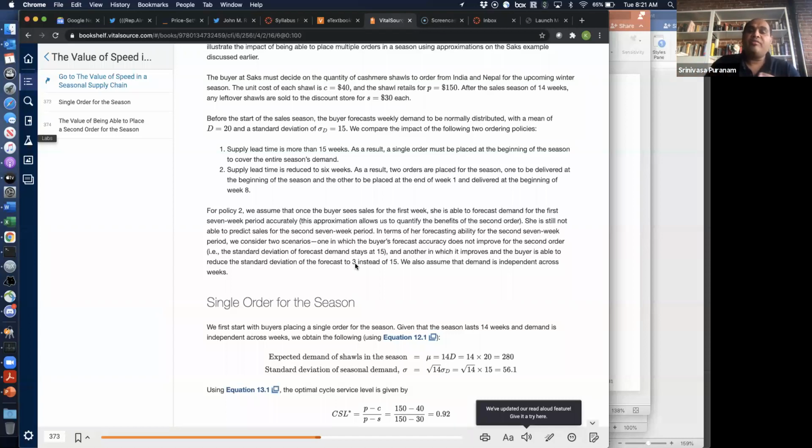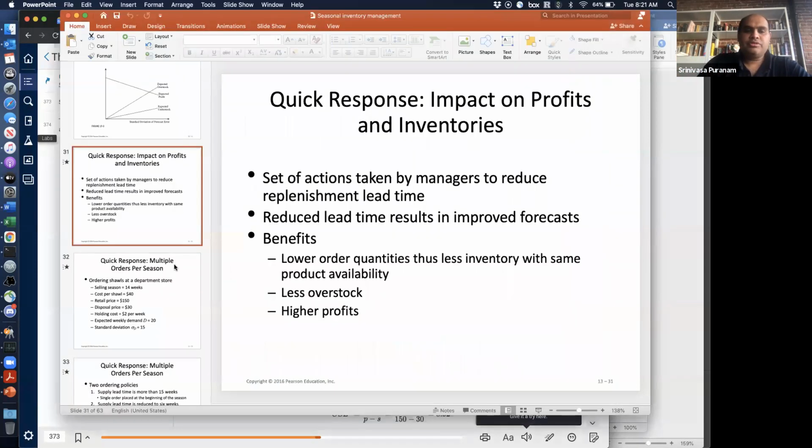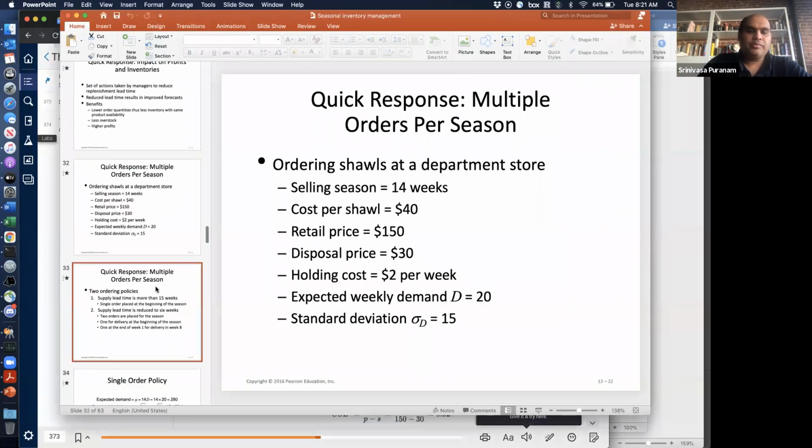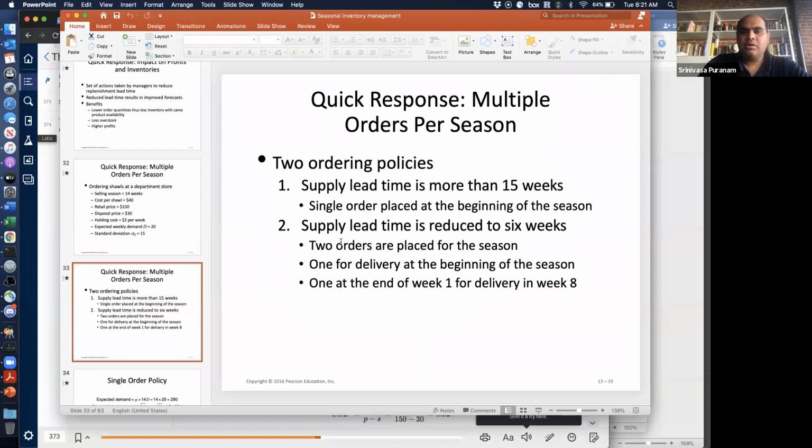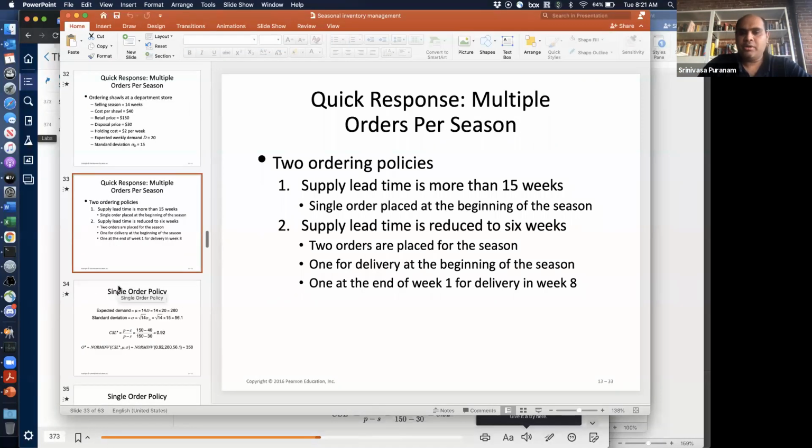So the average demand stays the same. The average demand will still be 20 shawls a week, but the standard deviation, instead of being 15, is now going to be 3. And that's the assumption that we're going to make. Okay, so that's the problem that we're looking at. So these are the two ordering policies that we're going to look at. Now, what we know is weekly demand.